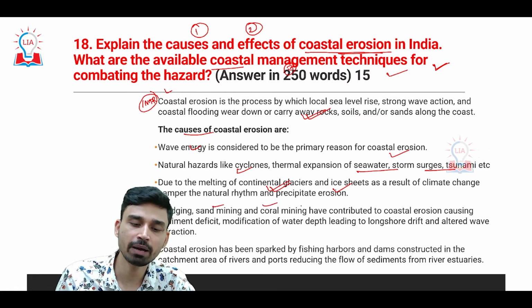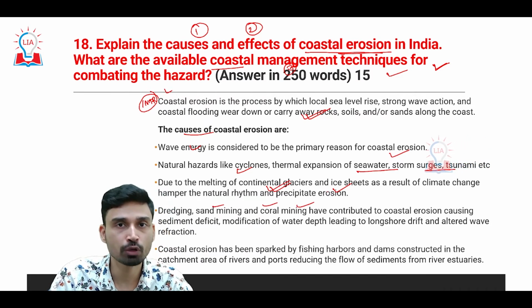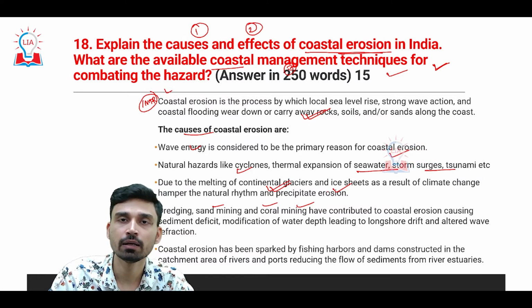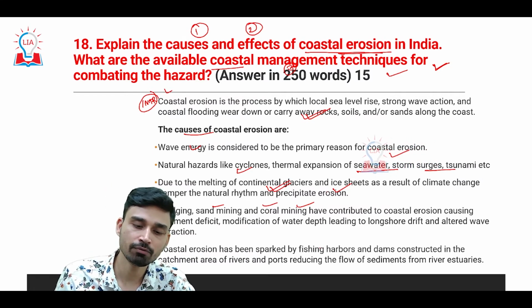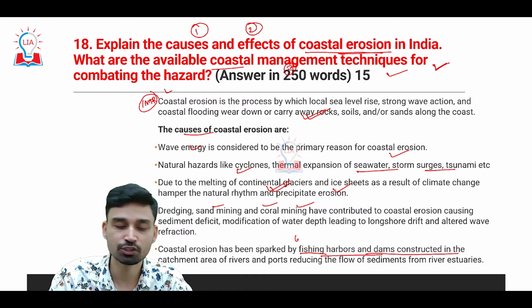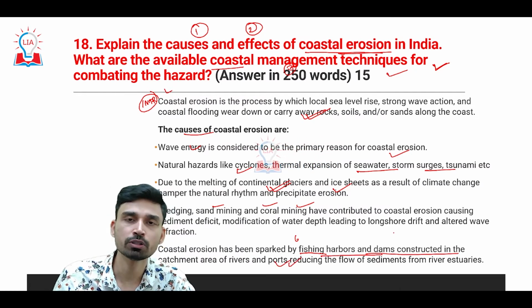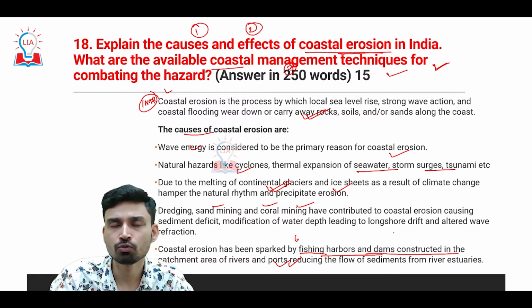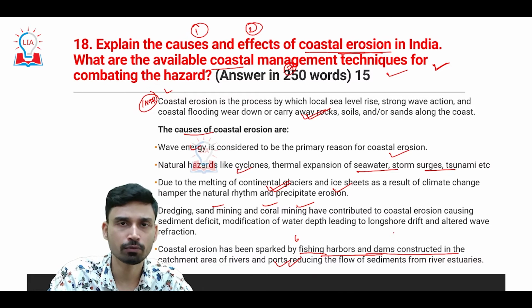Then dredging, sand mining, coral mining. These are some anthropogenic activities that can be directly associated with coastal erosion. And the extent of erosion has been sparked recently due to the development of fishing harbors, and dams constructed in catchment areas of rivers, and ports, and thus the flow of sediment in the deltaic region is reduced. That also leads to a higher rate of coastal erosion.